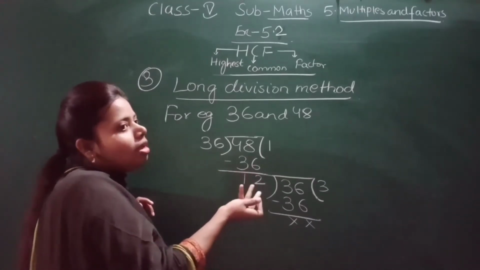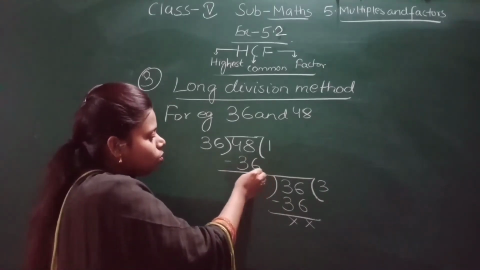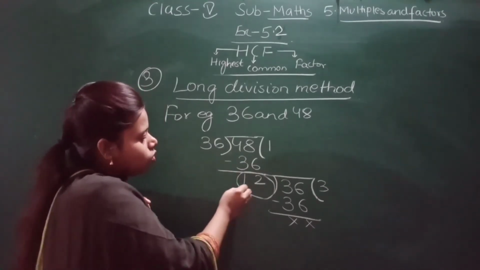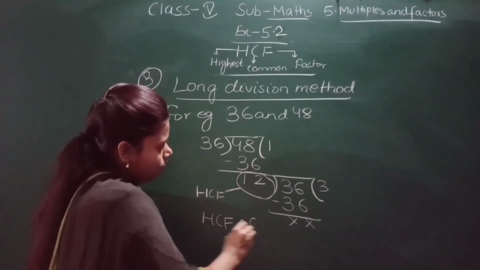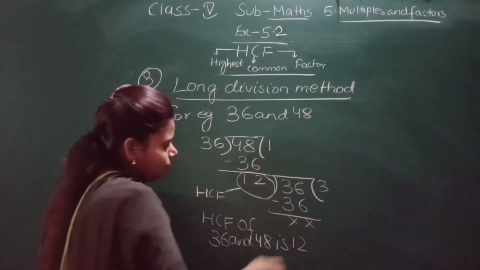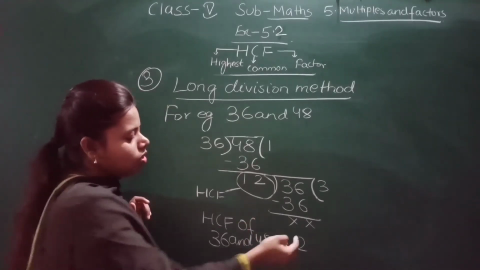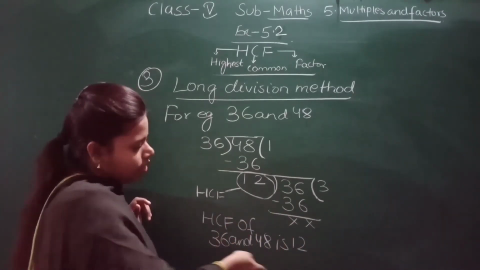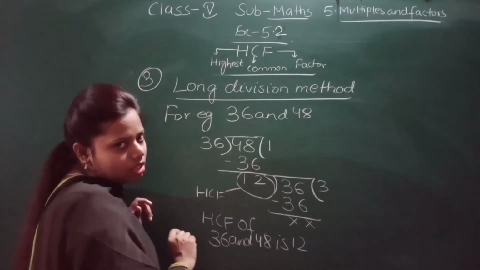And what will be our answer then? Our SCF will be the last divisor by which it gets divided. So the SCF of 36 and 48 is 12. That means in the 12 table both come, 36 also and 48 also, and this is the highest one. After this they don't come together. 12 is the highest common factor in which both 36 and 48 come.